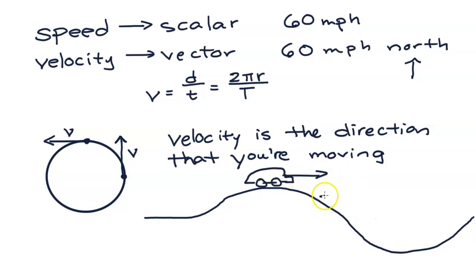Okay, how about over here? So you're kind of moving down this hill here. And so what's the direction of the velocity? Once again, it's just the direction that you're moving. Well, what if you're at the bottom of this little dip right here? And once again, it's just the direction that you're moving. It's just going to be straight to the right.